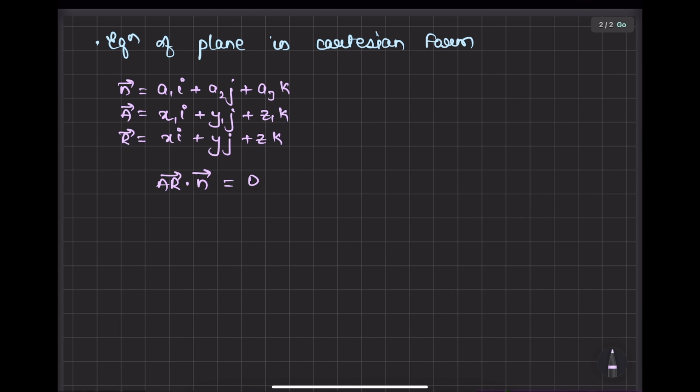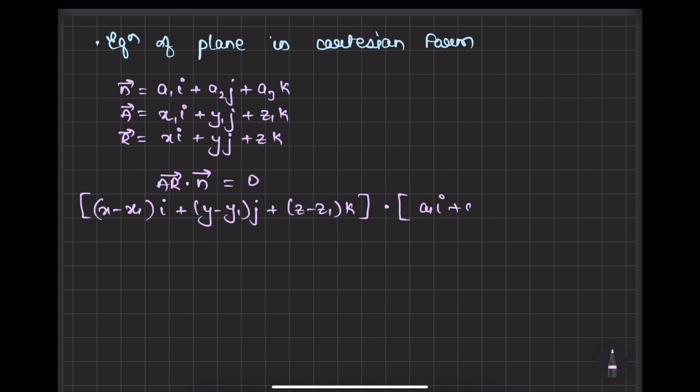Now look at this. Ar vector means what? x minus x1 i plus y minus y1 j plus z minus z1 k. So we got the ar vector. Now we will do the dot product with a1i plus a2j plus a3k equals 0.